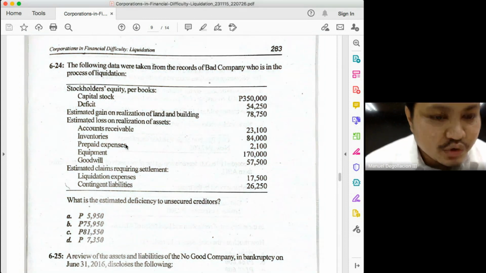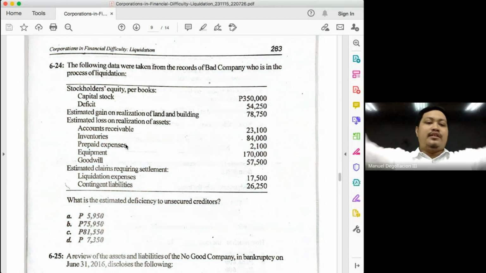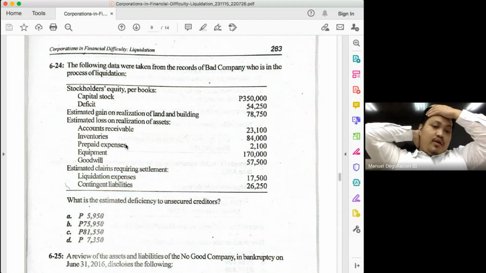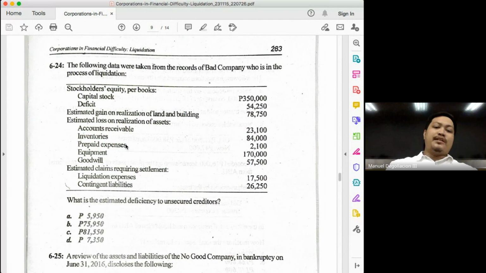Okay, so problem 6-24, class. I'll just do the discussion. The question here is, what is the estimated deficiency to unsecured creditors? And again, if the question asks for deficiency, I just want you to approach it as being asked of your negative equity. If the question asks how much is your deficiency, we will treat it as being asked how much is your negative equity.